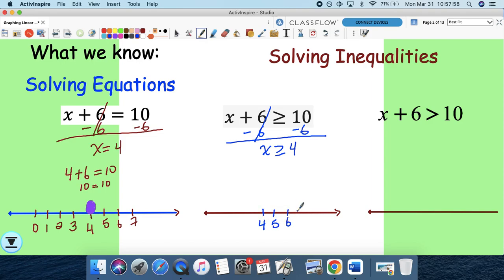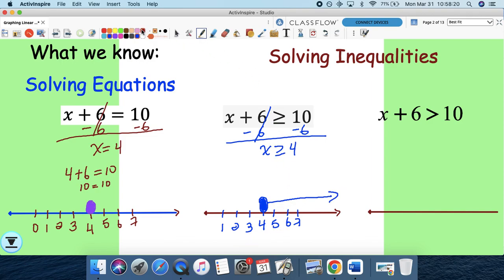4, 5, 6, 7, 3, 2, 1. Again, we would start with 4. We would shade 4 because 4 is part of the solution, right? And now I'll substitute in a second here to show you. And it says that any value greater than 4 also would work, right? So that would be the solution to this inequality.